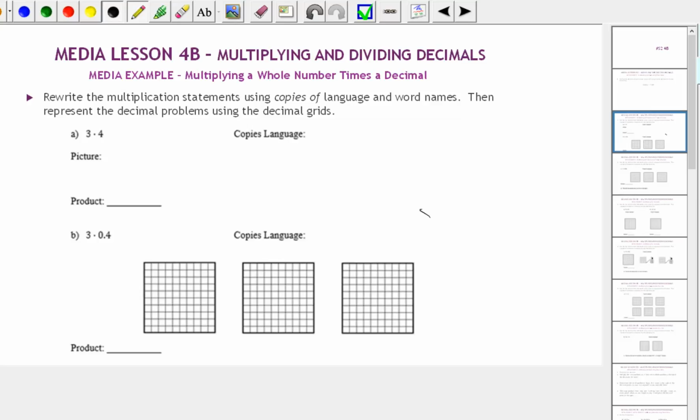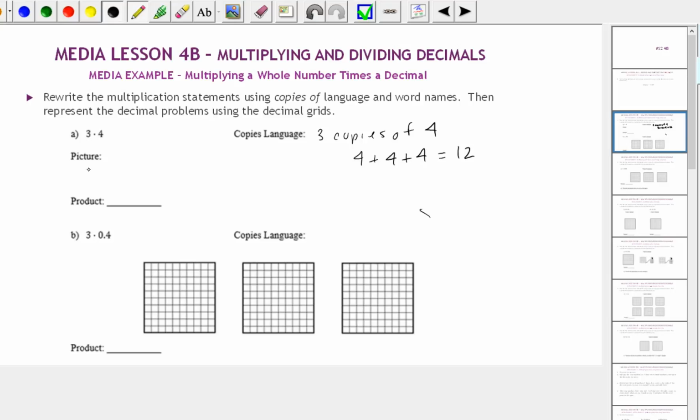Okay, so start with just reminding them, looking at a whole number times a whole number. So 3 times 4 is 3 copies of 4. In this case, you may even want to look at repeated addition as well. When the first number is a whole number, this is a nice connection to make. It equals 12. And they can draw a picture of 3 groups of 4, 3 copies of 4.